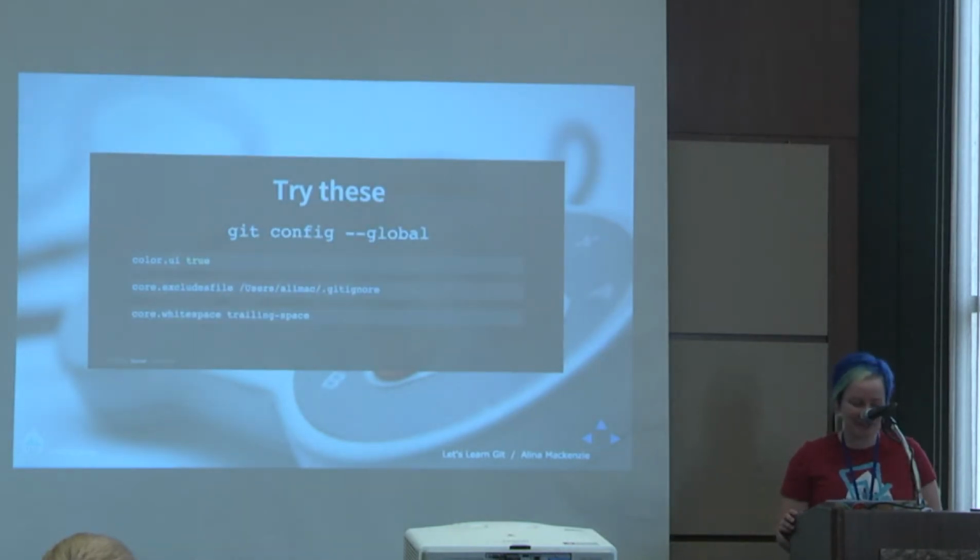So I'm going to leave these 3 very useful configurations. Color.ui is set to true, which will give you color output of Git, and you can change those colors if you like. You can also set a global exclude file. So, for example, I work on a Mac, and Mac has this annoying tendency to leave .DS_Store files everywhere. I can tell Git to always ignore those files. Also, this last one is core.whitespace. You can have Git show you a trailing space in your code, which is very useful if you care about that stuff.